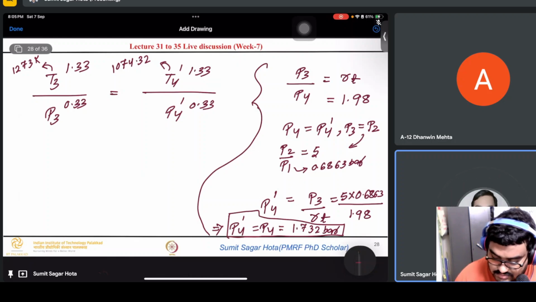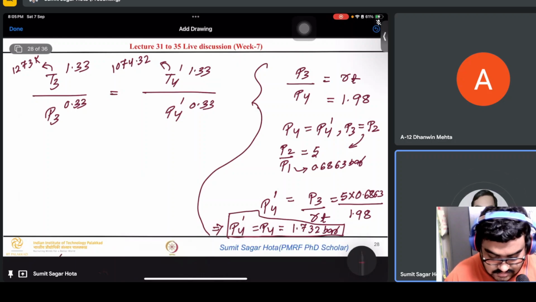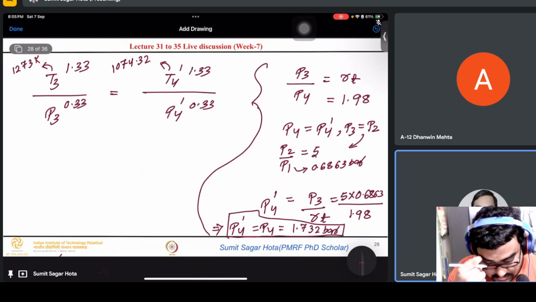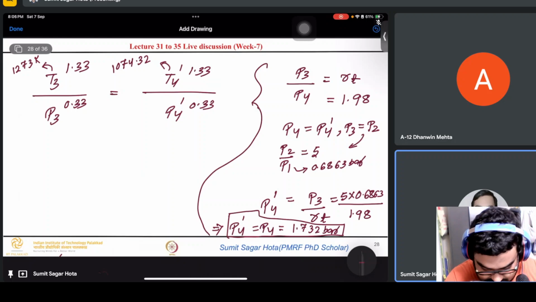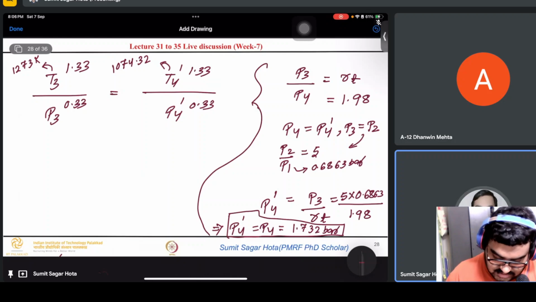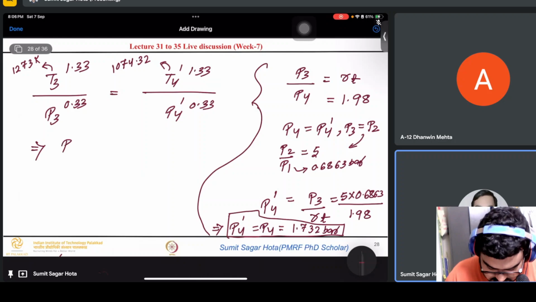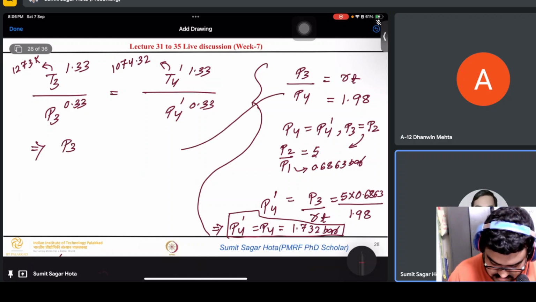So now what I'll do, here's how you get RT, right? You'll get it from this formula.